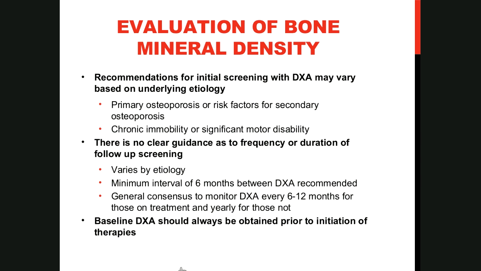And then again, there's no clear guidance as to the frequency or duration of follow-up screening, and this is going to depend on a child's independent risk factors, how long those risk factors are going to be present, or the specific disease course. So for instance, we see that those who are affected by anorexia nervosa oftentimes will have increased fracture risk and low BMD even for decades after the diagnosis has been made. So they would require screening for much longer periods of time than a child with JIA who has remission of their disease once they're through puberty.